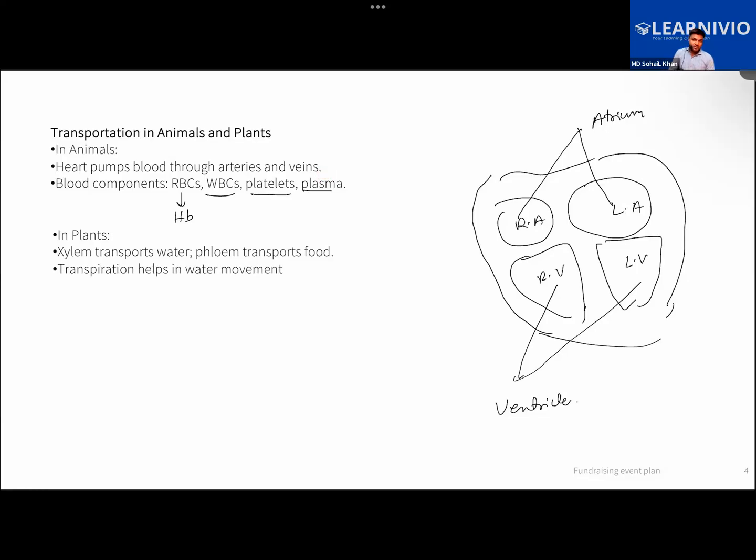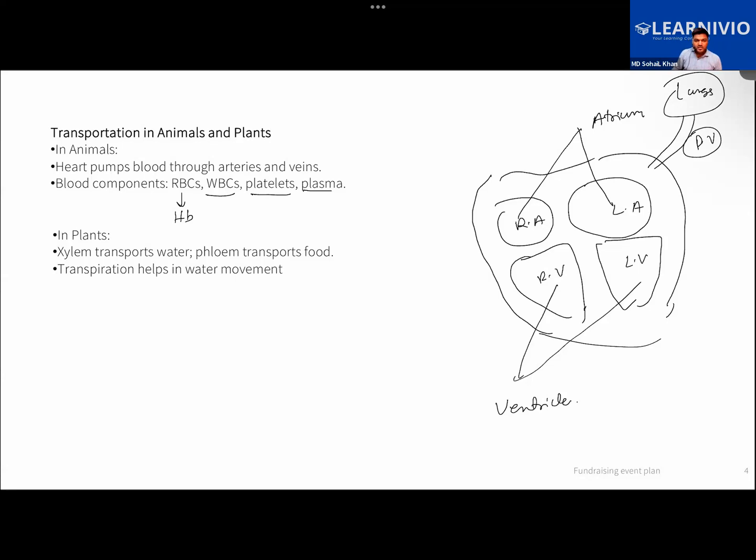Very good. Also tell me, this pulmonary artery carries blood from where to where? Does the pulmonary artery carry deoxygenated blood from the heart to the lungs or lungs to the heart? Heart to lungs. Very good. And which vein brings oxygenated blood from the lungs to the heart? The pulmonary vein. Very good. So that brings oxygenated blood. Good. You have been able to recall the things.